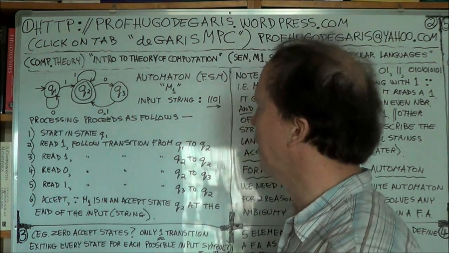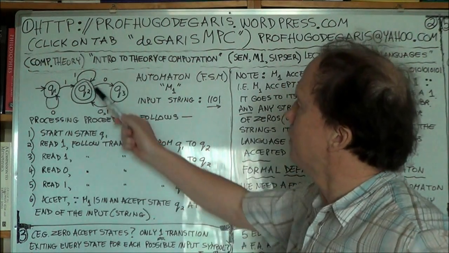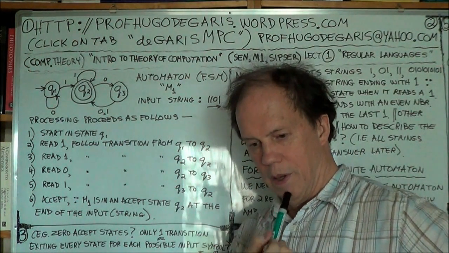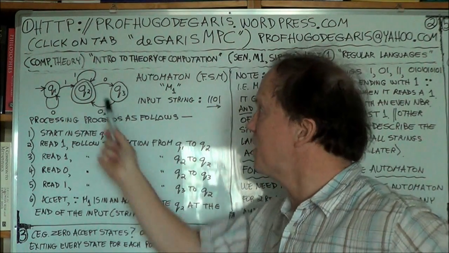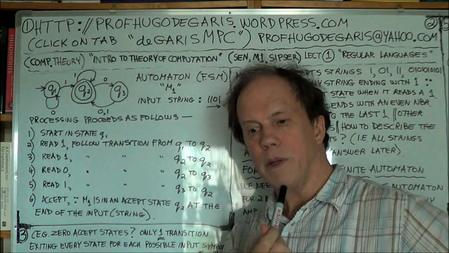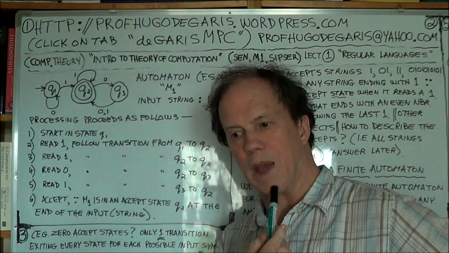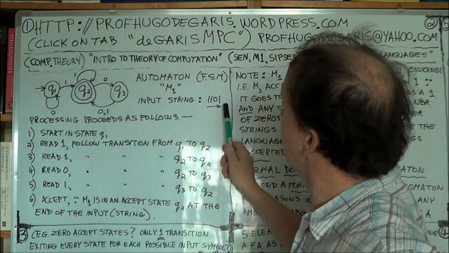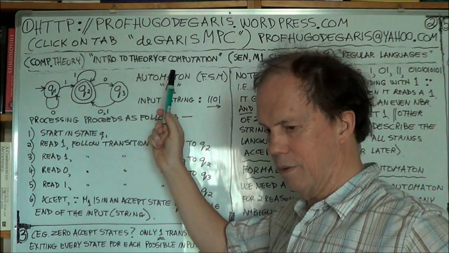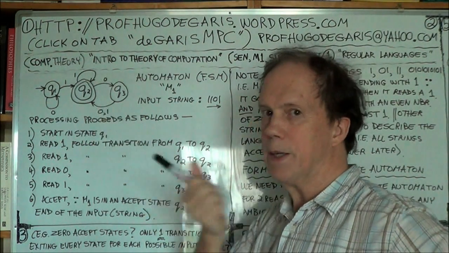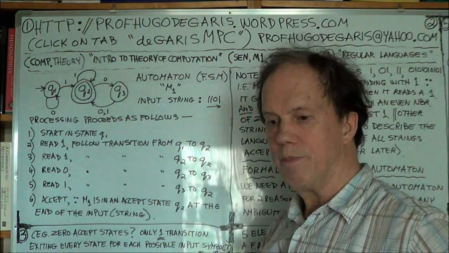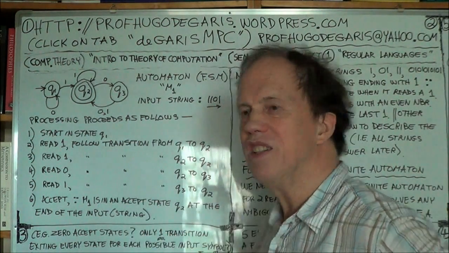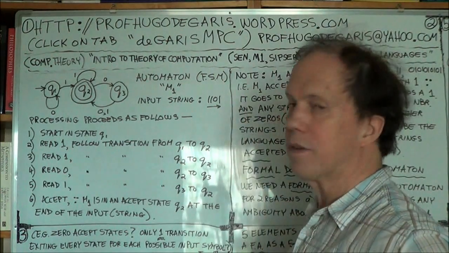I hate sweaty. Okay, so the double circle indicates that particular state is a member, in this case there is only one, member of the set of accept states. So if the final state, after reading the final symbol, is an accept state, then this automaton is said to have accepted the whole string, right?